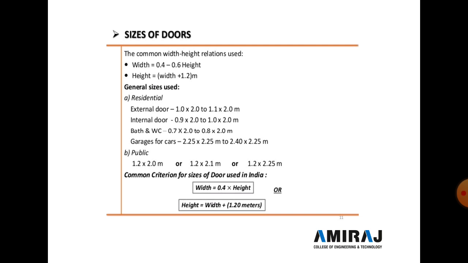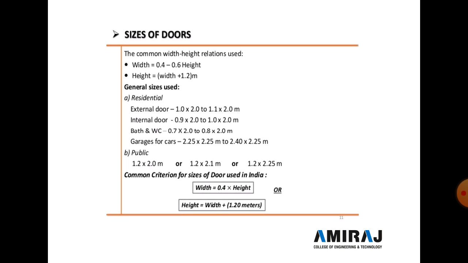So here a common width and height relation is used. The width is 0.4 to 0.6, and the height is the width plus 1.2 meter. Now the general size used for a door in a residential area, for an external door, is 1 by 2 meter or 1.1 by 2 meter. So here 1 meter is the width and 2 meter is the height, and in 1.1 by 2 meter, 1.1 meter is the width and 2 meter is the height.